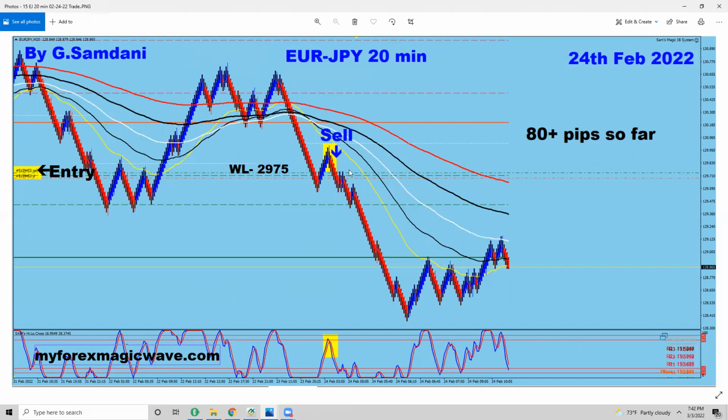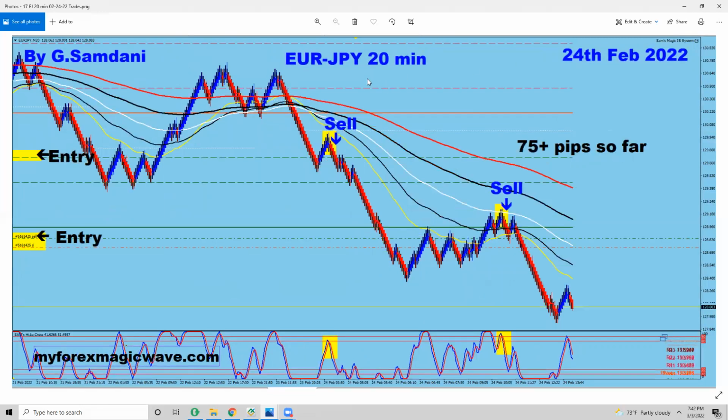It retraces a little bit and then starts dropping. That's my order here, and 80 pip. On the 24th, euro yen again. That was the first one you just saw. Retrace, another one right here.